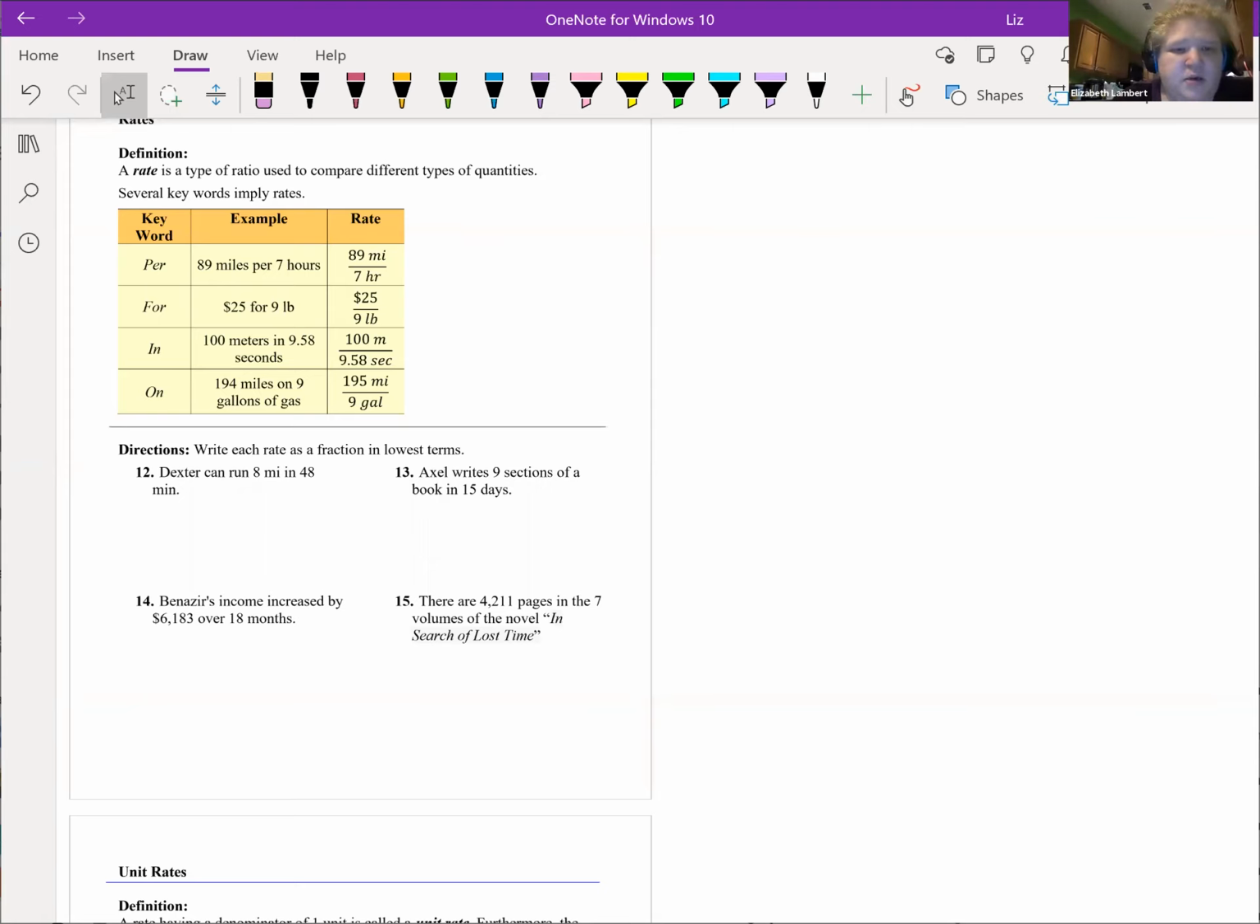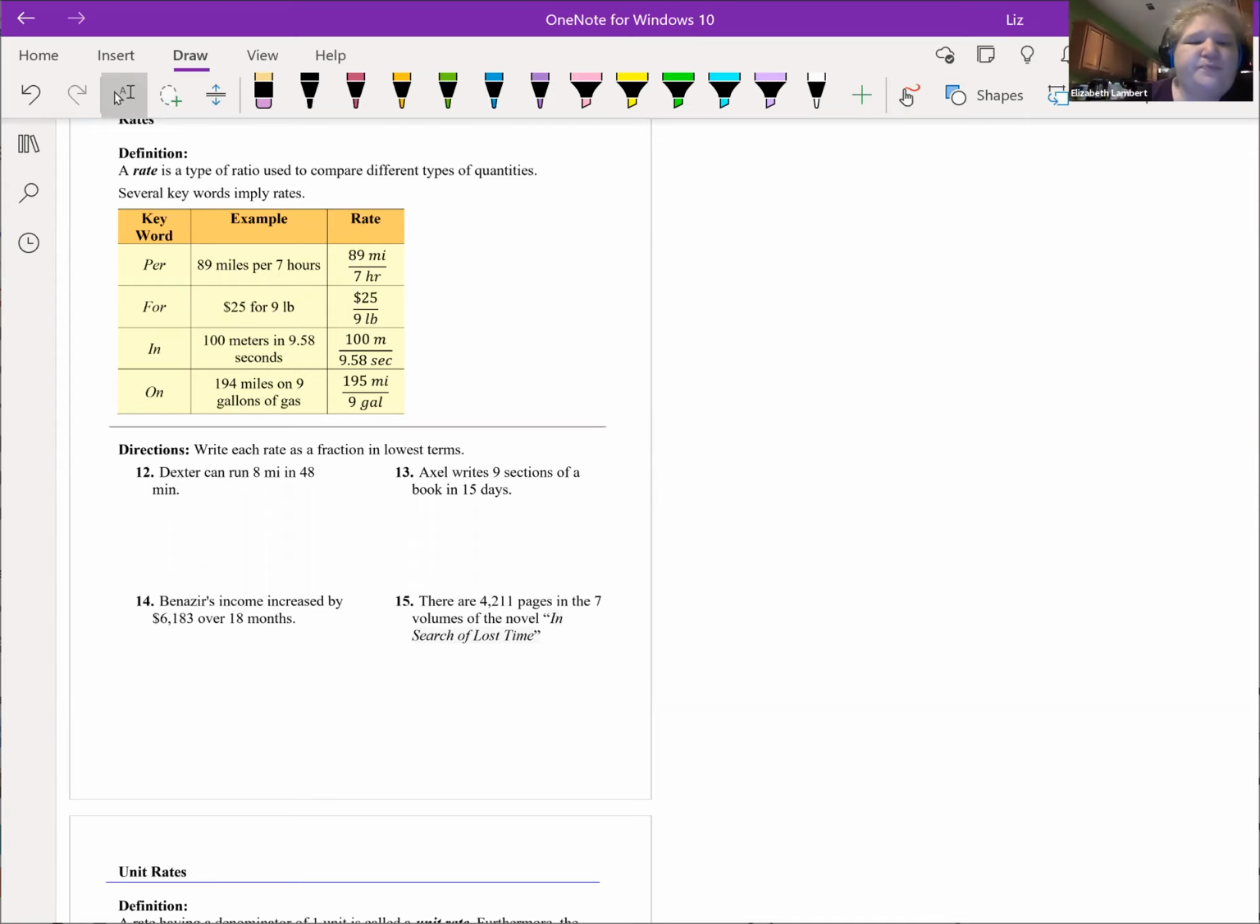And then in, this thing can go 100 meters in 9.58 seconds. Whew. Maybe it's an animal, maybe it's a person. And then on, 194 miles on 9 gallons of gas. So if I wanted to know how many miles in 1 gallon, I can mess around with that bottom one until I get a 1 on the bottom. And that's what we're going to see in a second on that unit rates.